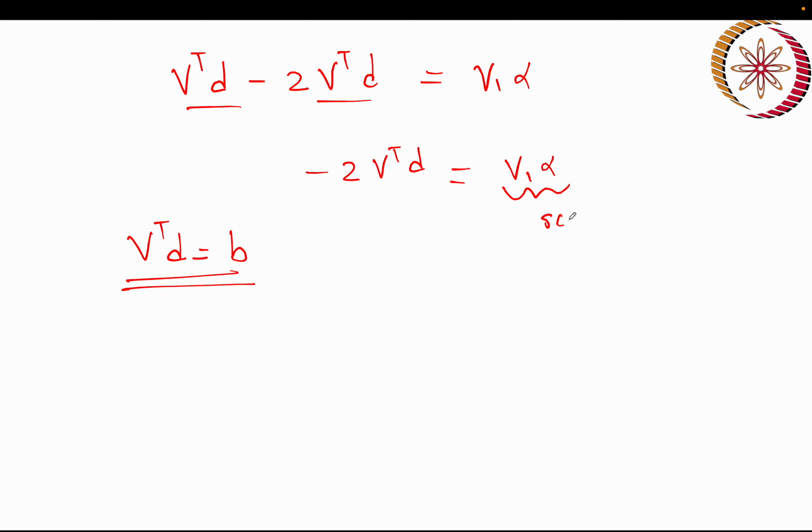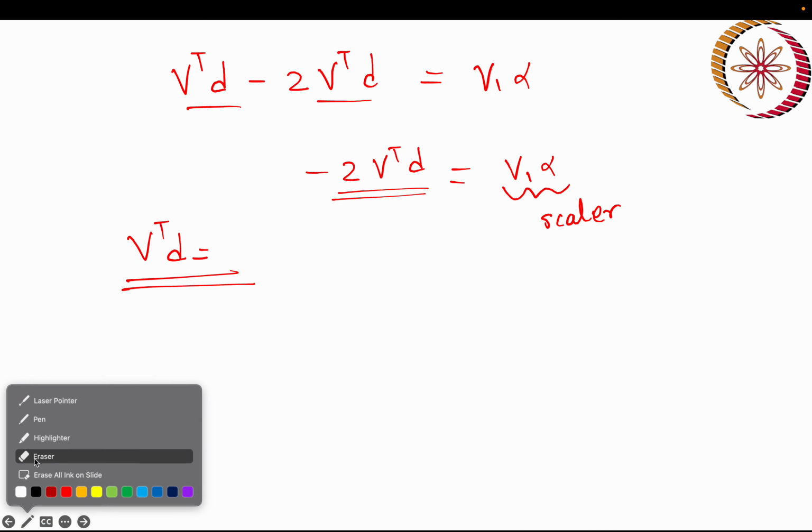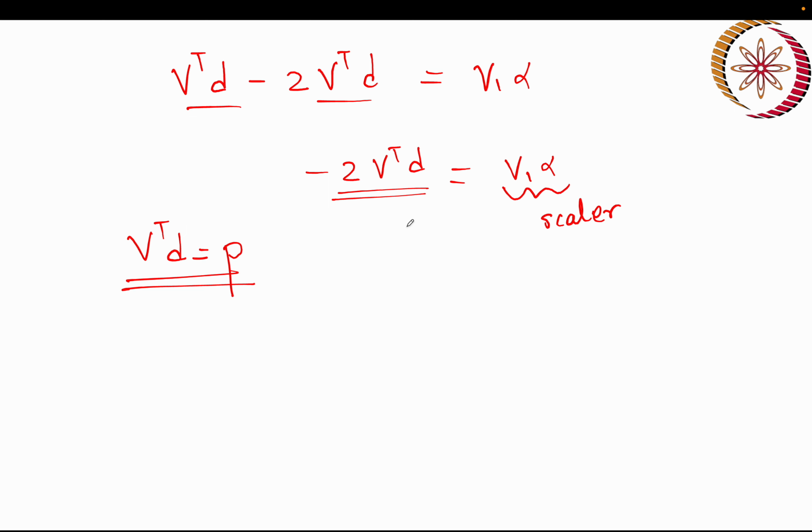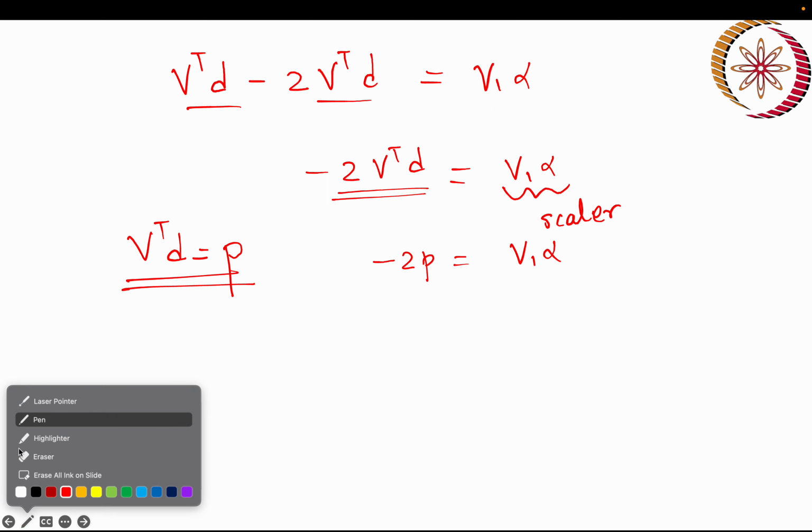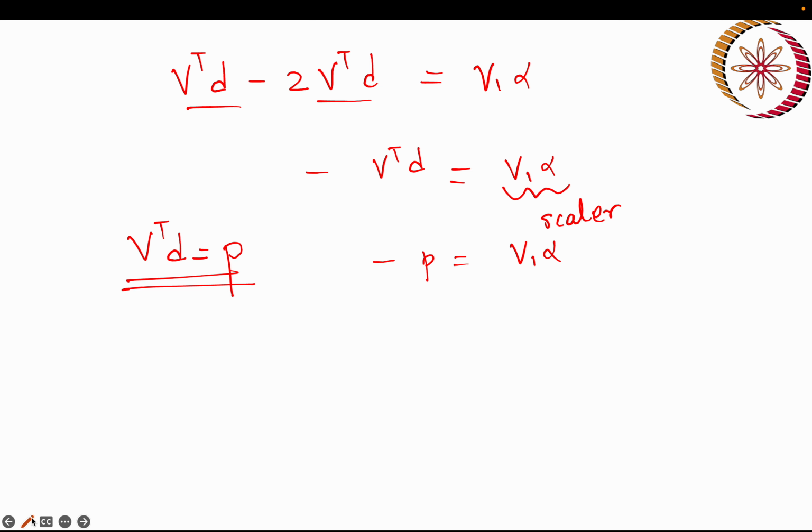So this is scalar only. This is scalar, and we will say this value has some P value, V transpose D. So minus 2P is equal to V1 alpha, and so P is equal to minus V1 alpha.